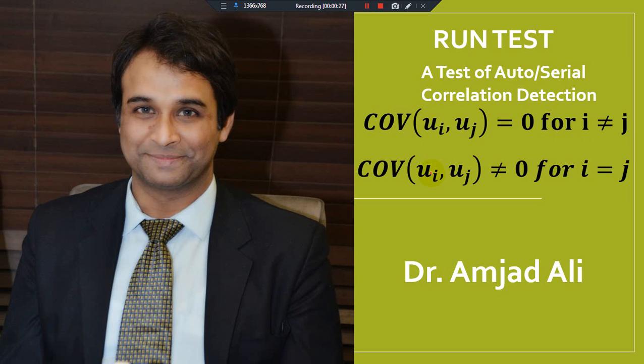But if the covariance between the two errors is not equal to 0, or the two errors are no more independent of each other, and are correlated with one another, this phenomenon is known as autocorrelation or serial correlation.